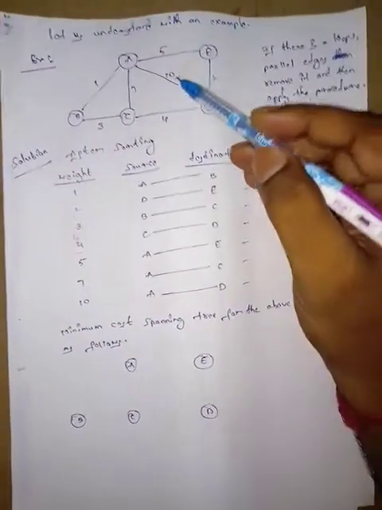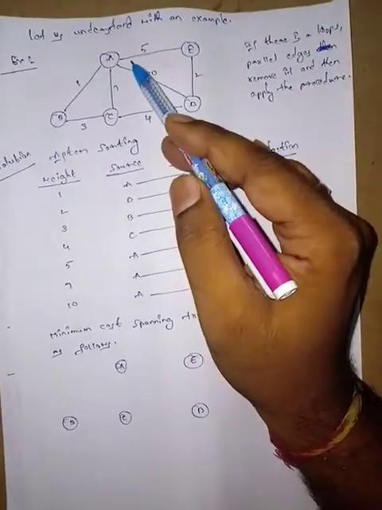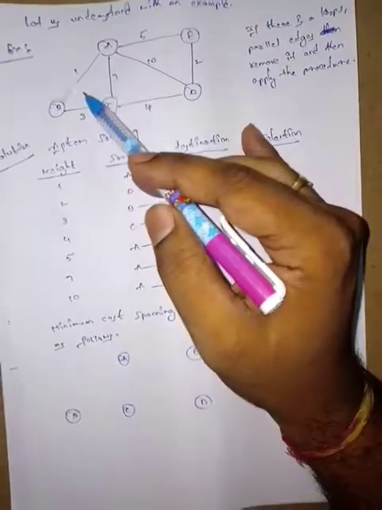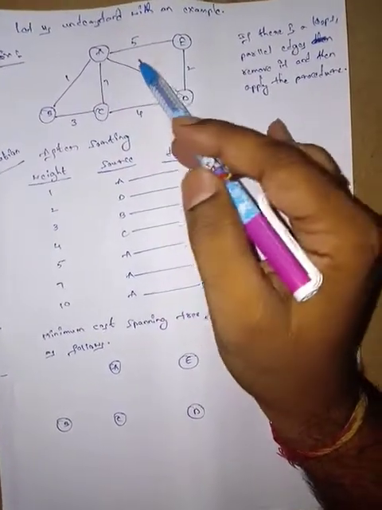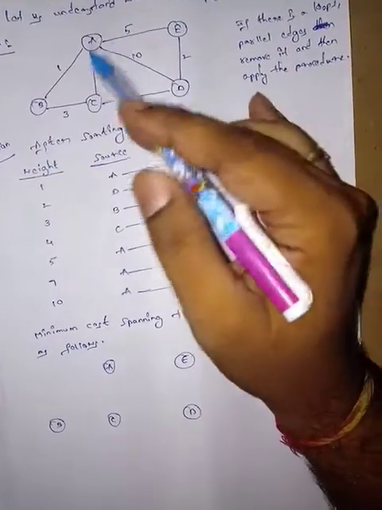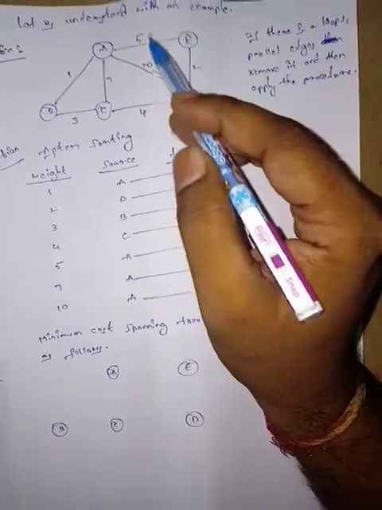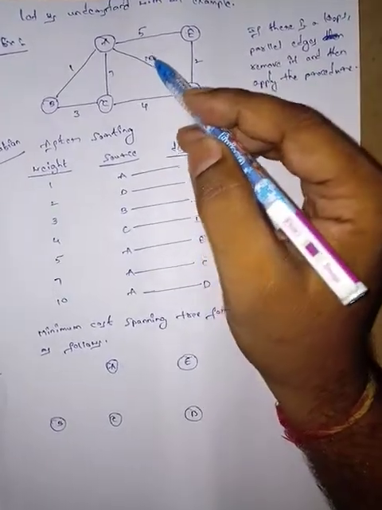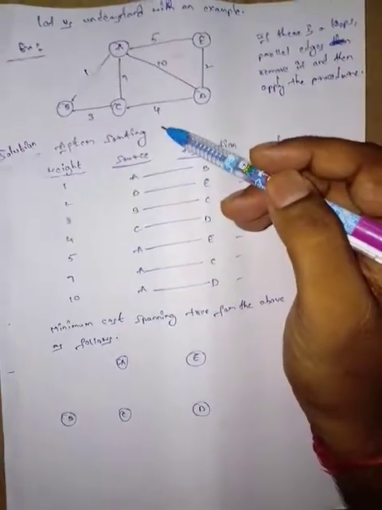Just consider this example: a connected undirected graph, where each edge has some cost. Before applying the above procedure, we first remove any loops or parallel edges in the graph. If there are any loops or parallel edges, remove them and then apply the procedure. Here there are no loops or parallel edges, so we apply the same procedure.